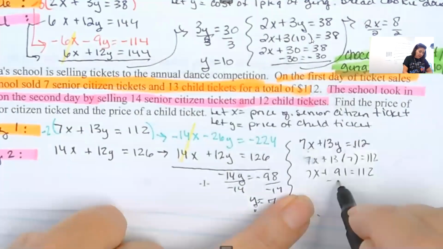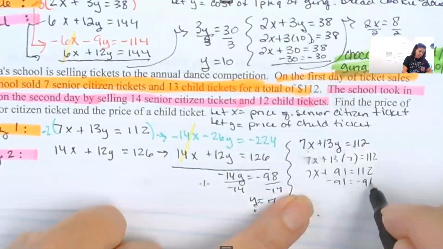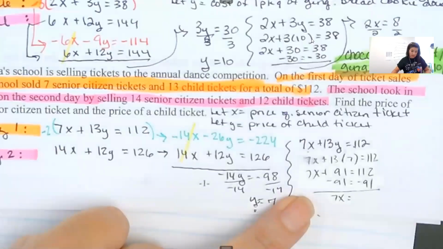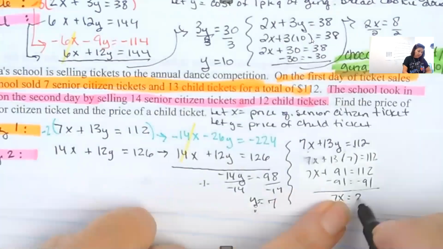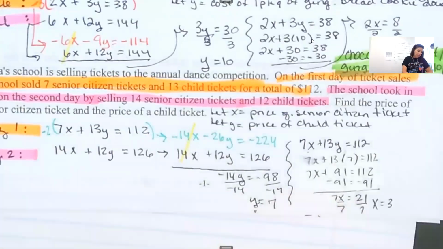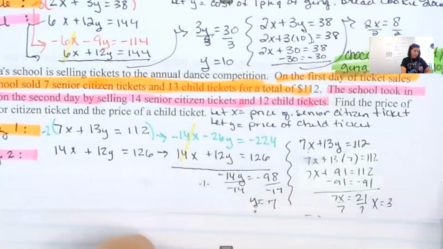Subtract 91 from both sides. And 112, did I do something else wrong? I get 21. So x is 3, right? Okay. Whew. So one senior citizen ticket costs $3 and one child ticket costs $7.